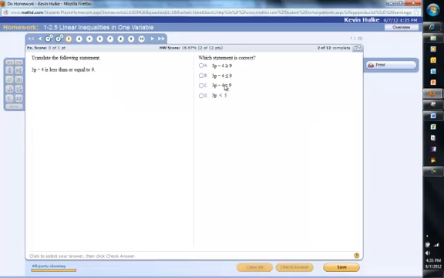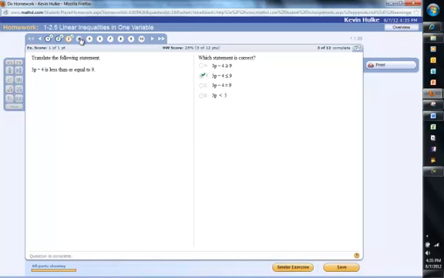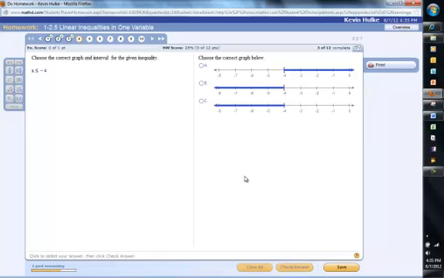All right, number 3. Translate the following: 3p minus 4 is less than or equal to 9. So we have to use the less than or equal to symbol for that problem. Number 4. x is less than or equal to negative 4.